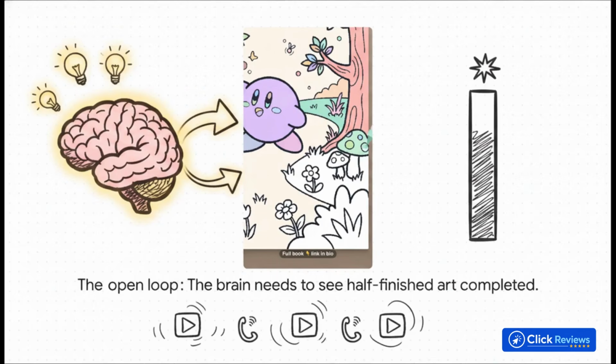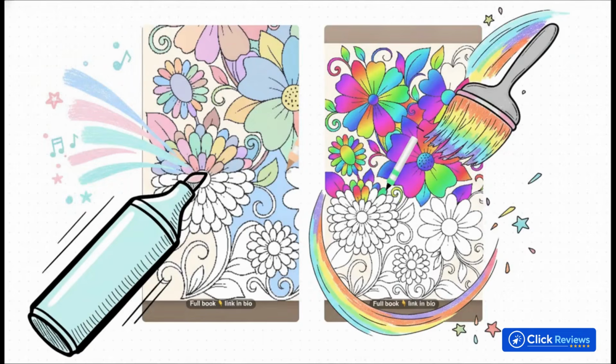Think about it. If you watch anyone scrolling past a coloring video, they almost never swipe away. Why is that? Because a half-colored page creates an open loop in the brain. The brain literally needs to see the picture finished. It's wild, but this exact mechanism is the entire reason the oddly satisfying genre is one of the most watched categories on Earth. To capitalize on that, TubeForge provides different satisfying process templates to capture attention.